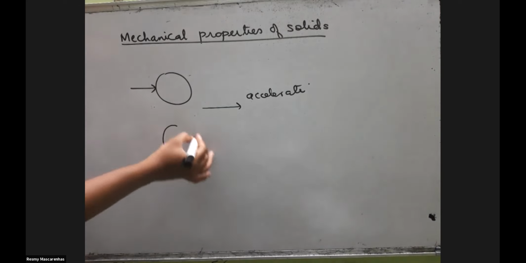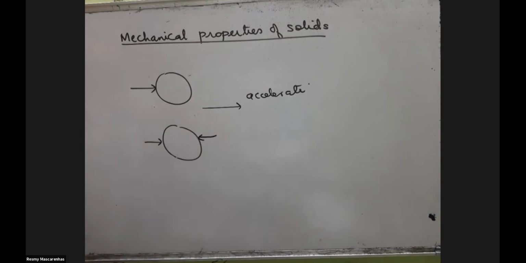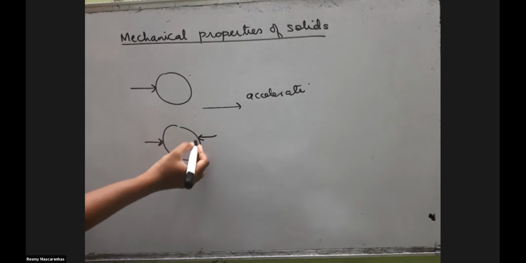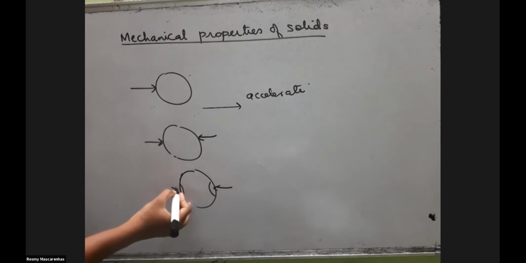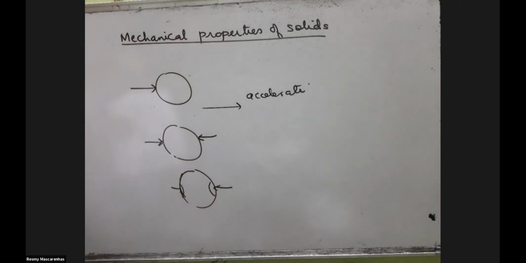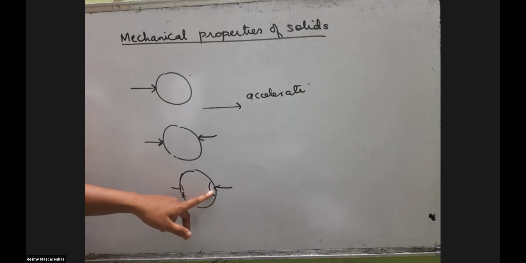But suppose you are putting force from both the sides on this ball, what is going to happen? It will not try to move. So basically, the ball will slightly go inside. There will be deformation. Slightly it will get compressed. And then when you remove the force, it will come back to its original position. So basically, when we apply some force, there will be some kind of change in the body that is called a deformation. It's deformed.